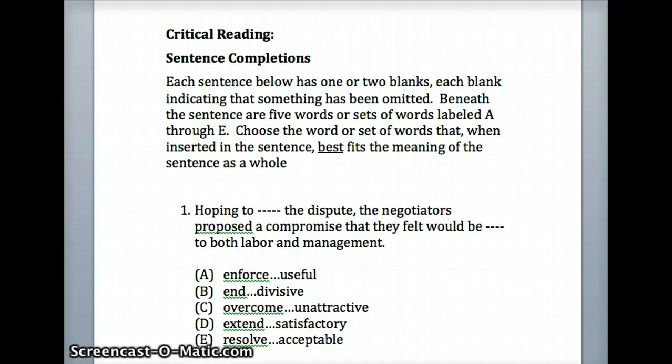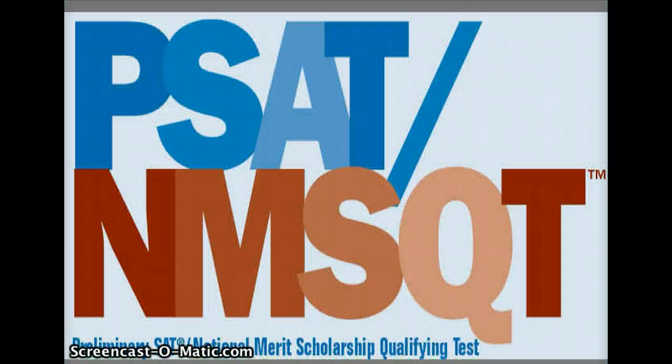And finally, remember, the easy ones come first. They get harder as you move through the section. You can always go back to the tougher ones if you have time. So that's it. Simple strategies to navigate the sentence completion part of the critical reading section.